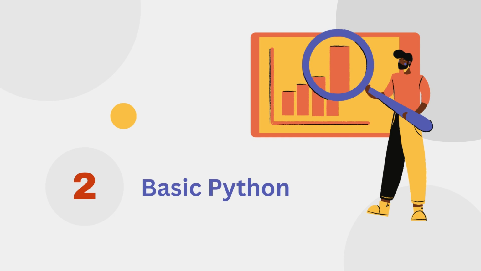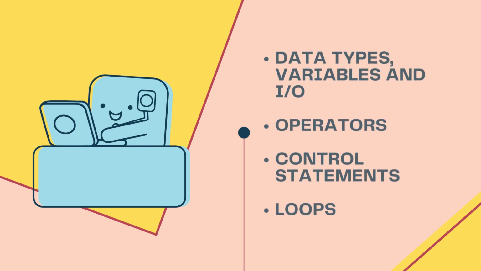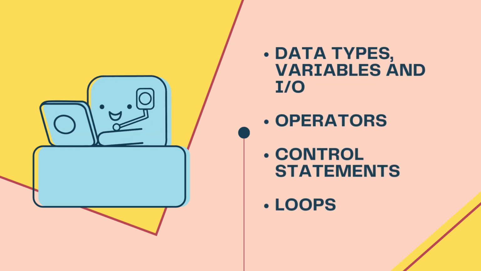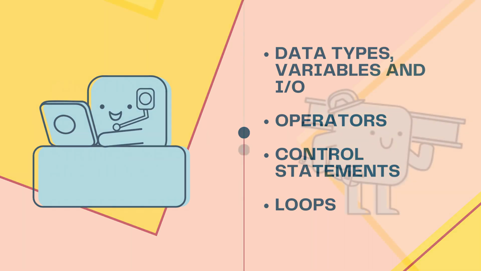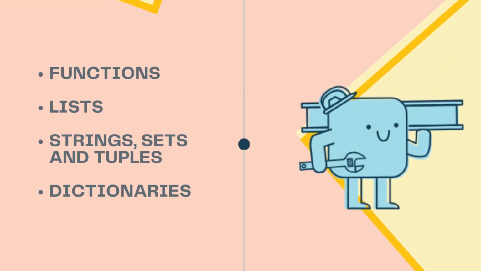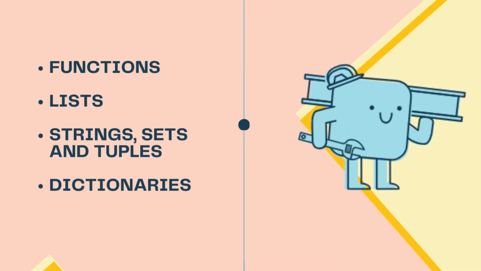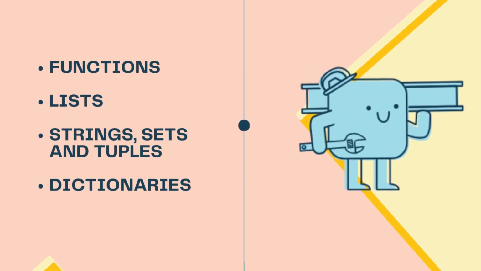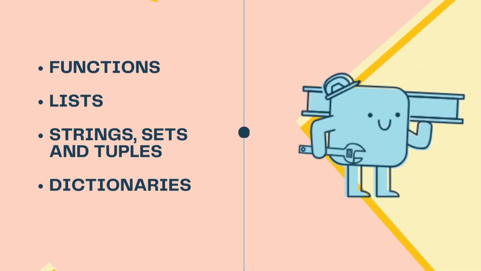In this particular module, we will dive into Python, the backbone of AI and ML. We will cover data types, variables, operators and control statements, loops and functions. And we will see lists, strings, tuples and dictionaries. In this module we will build a basic coding foundation and prepare you for advanced programming.